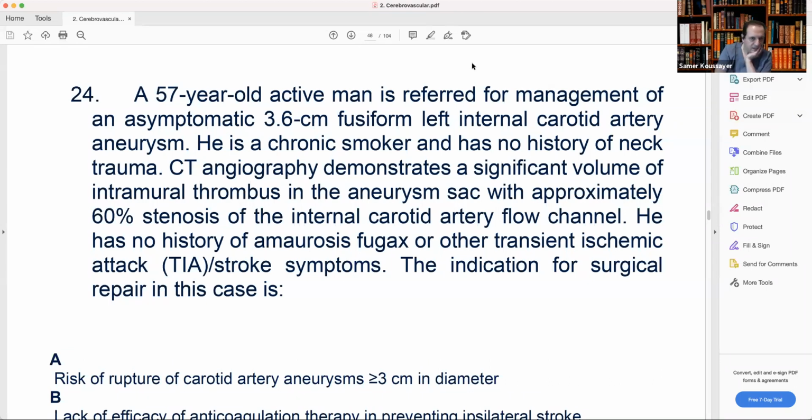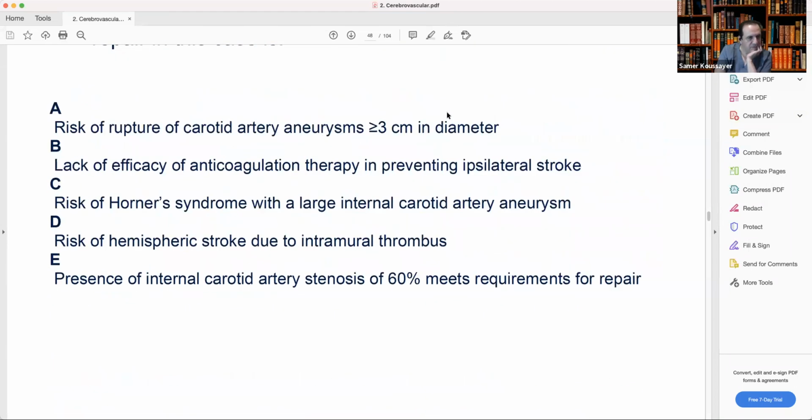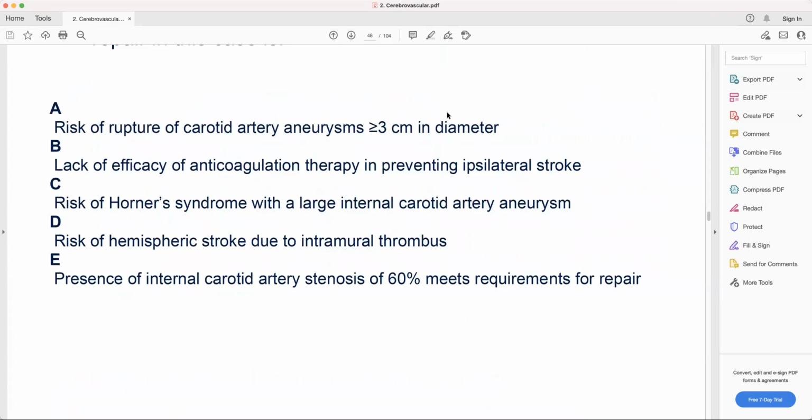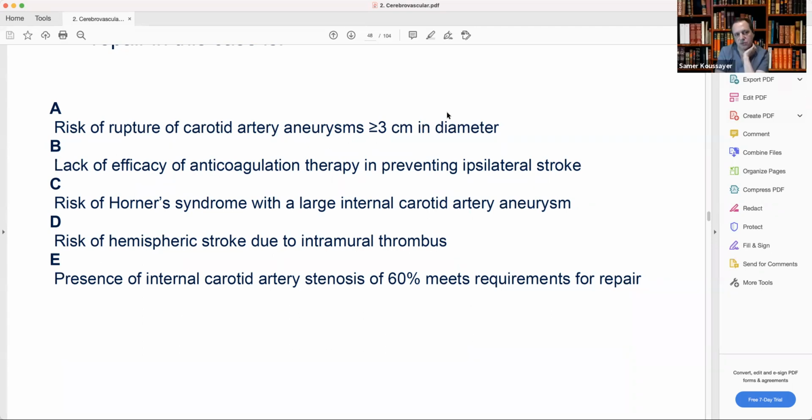All right, let's see what the options are. The indication for surgery: A, risk of rupture of carotid artery aneurysm more than 3 centimeters in diameter. What you said before is that rupture is not a concern, right? Yes, they rarely rupture, the concern is emboli. The reason this is not correct is not because of the size, because sometimes they reach even 4 or 5 centimeters and don't rupture, but they cause TIAs and stroke. So risk of rupture is not our concern. Again, it's TIAs. That's why this answer is wrong.